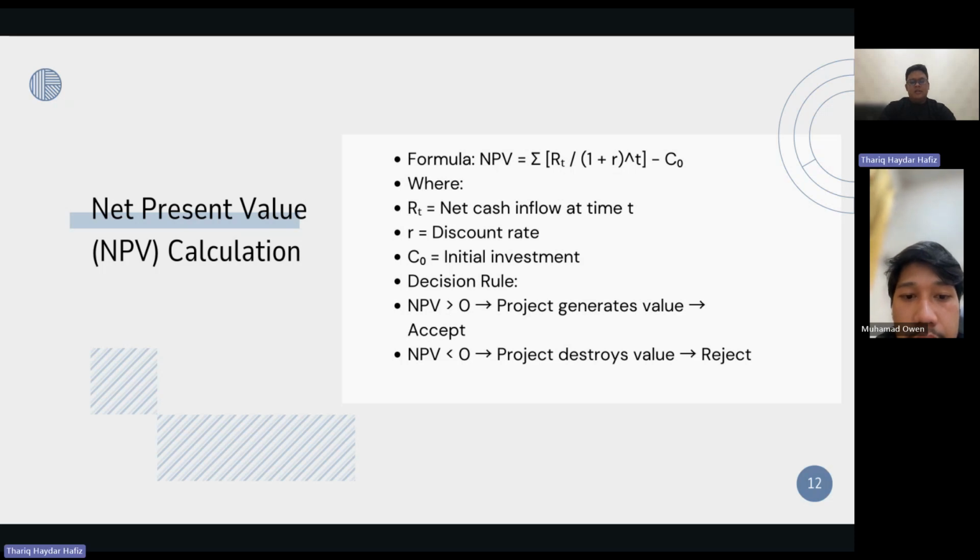The decision rule is if the NPV is greater than zero, the project generates value and it can be accepted. But if the NPV is not greater than zero, the project destroys value. So the project should not be continued.